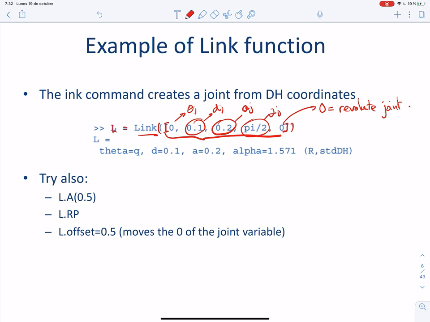Okay, so if we click enter without any semicolon here, then MATLAB will display the answer to this operation, and it confirms that a new joint has been created by defining these parameters: theta equals q, d equals 0.1, a equals 0.2, alpha equals 1.57, and then this indicates that it is a revolute joint, and here STDDH, standard Denavit-Hartenberg.